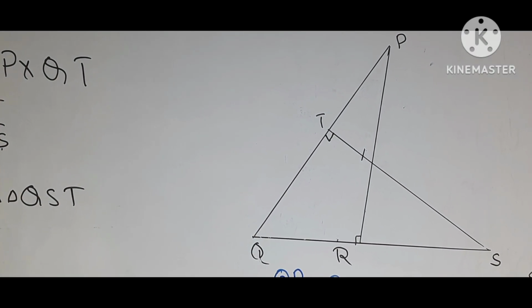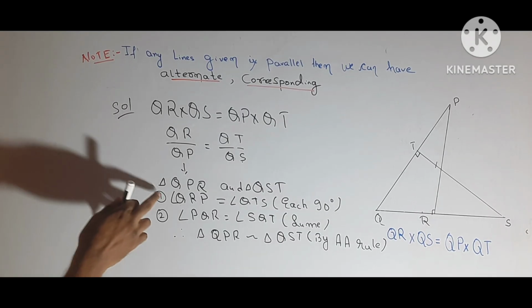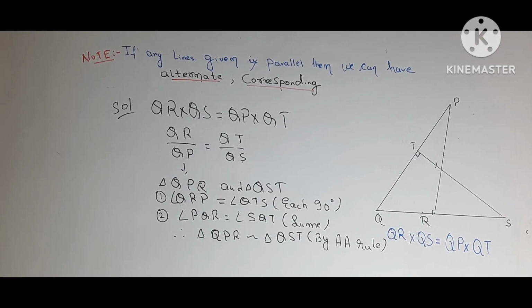The next point will be the common point, as I told you. So we have proved that the two triangles are similar. We have written the two points. We have proved it similar by using the angle rule.